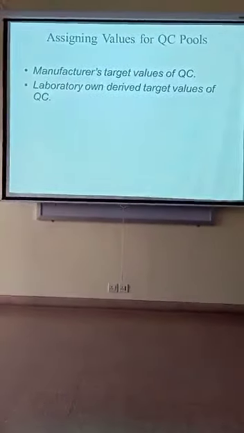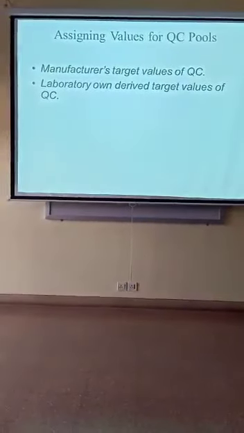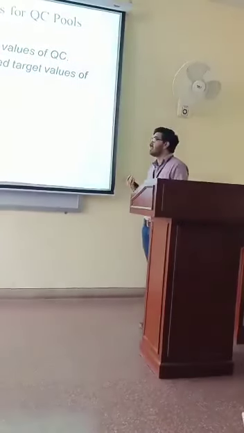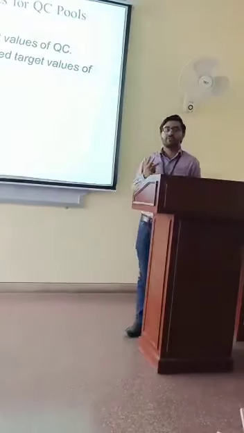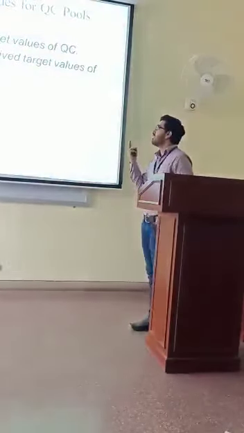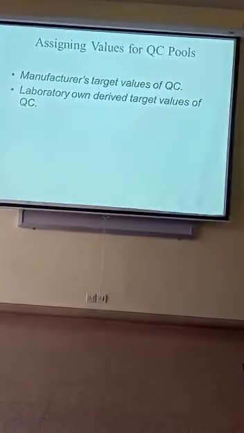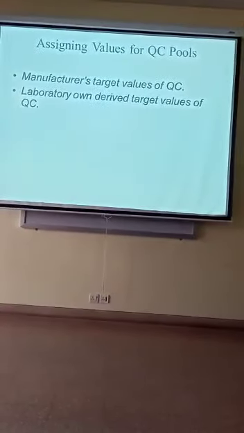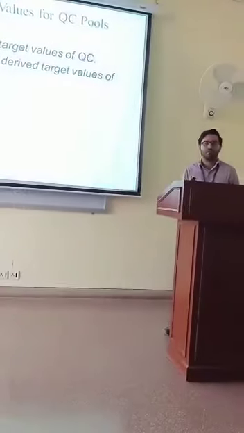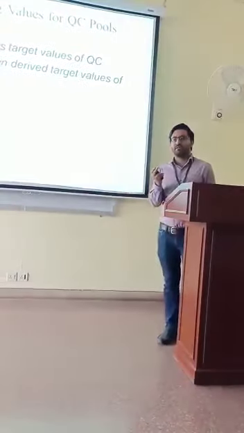Then comes assigning values for our QC pools. Meaning, if we get a new lot of controls, how will we determine its values? There are two ways to get those values. One is the manufacturer's target value of QC, and the other is the laboratory's own derived target values of QCs. These are the two methods which we can use when we buy a new lot of quality control.